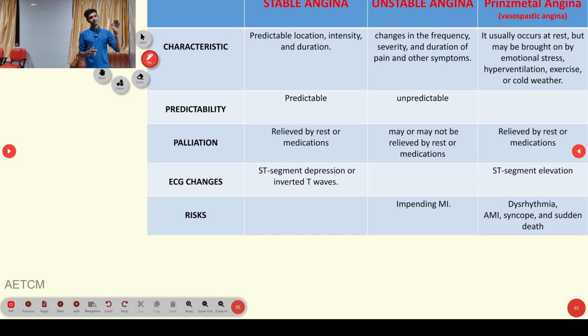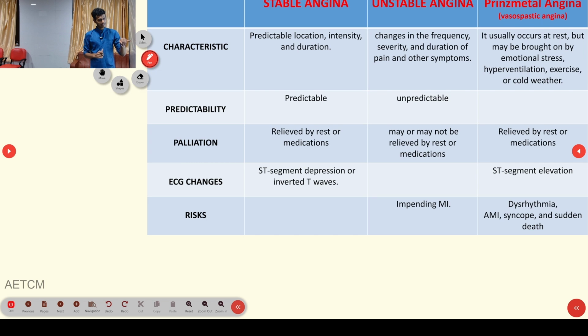So predictability wise, stable angina is predictable. As we told, climbing 10 steps or climbing a slope will produce the angina. So that is predictable. Unstable angina is unpredictable. And palliative factor wise, stable angina will be relieved by rest and medication. Unstable angina may or may not be relieved. And vasospastic angina, like stable angina, will be relieved by rest or medication.